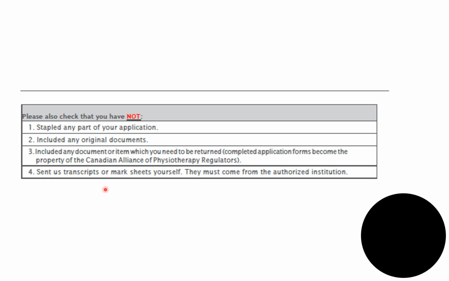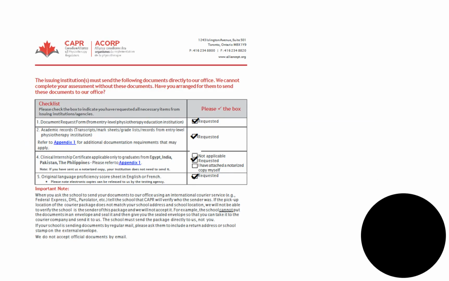Don't send the transcript or mark sheet yourself. They must come from the authorized institutions. So this is a checklist: the issuing institution must send the following documents directly to their office. They cannot complete your assessment without these documents. So the document request form, which is the third form, I will go through after this, and we're going to shortly talk about that one as well.